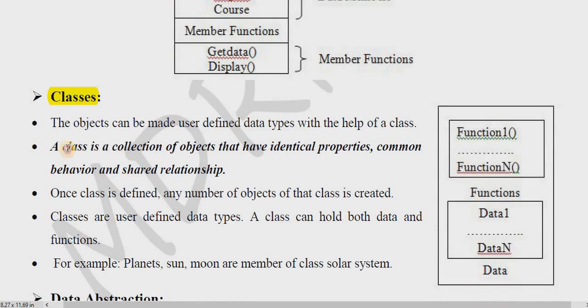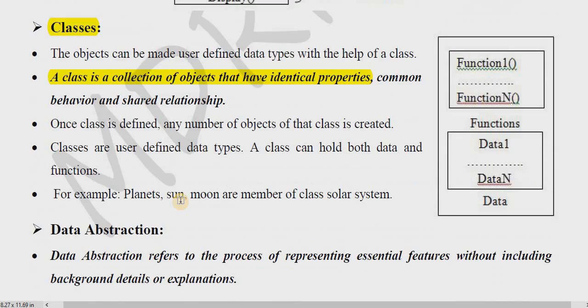A class is a collection or combination of objects that have identical properties. So a class is a group or collection of objects having similar properties. From one class we can create any number of objects. From one class we can create many objects.